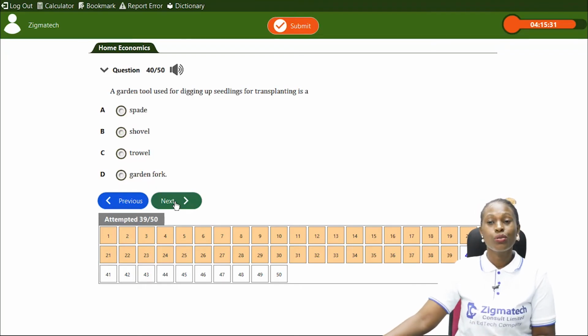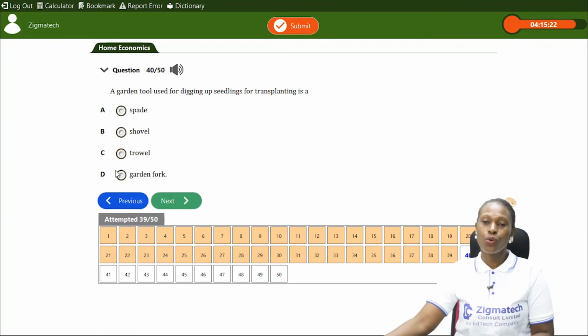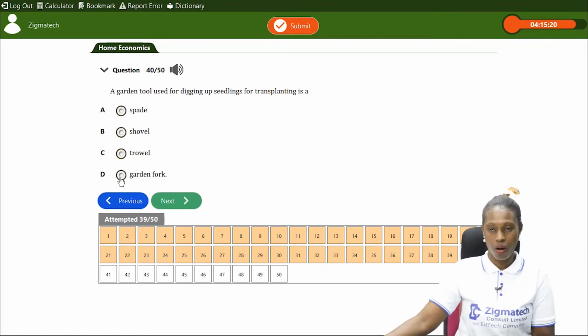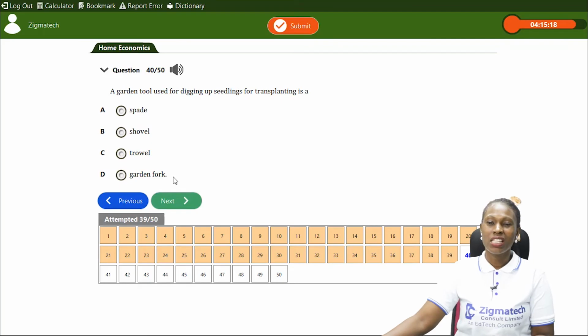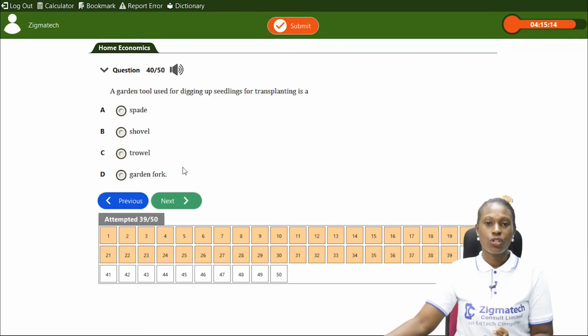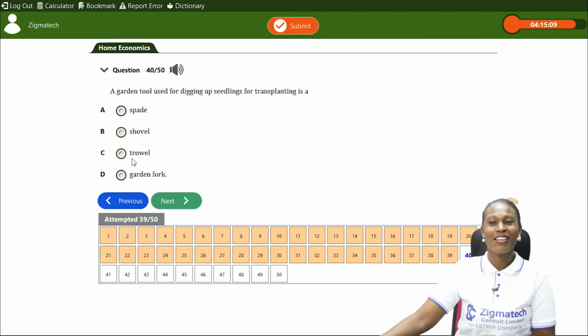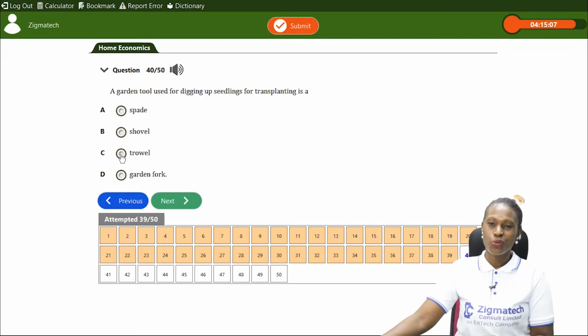Now, a garden tool used for digging up seedlings for transplanting is A, spade, B, shovel, C, trowel, D, garden fork. Which of these garden tools is used for digging up seedlings for transplanting? Okay, guessing? Good. Now the answer is trowel.